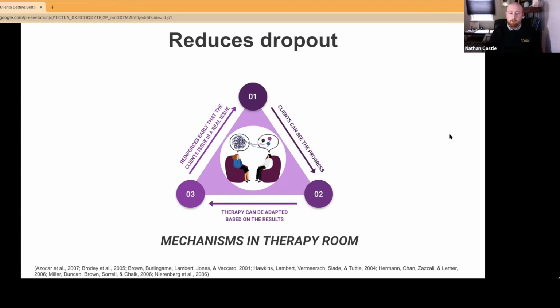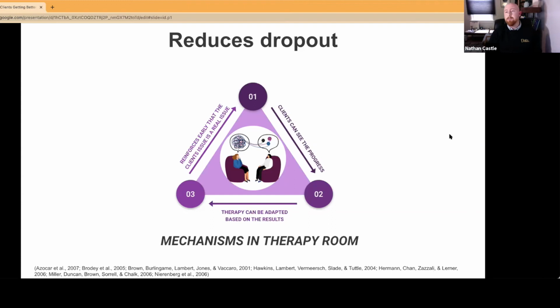In terms of what routine outcome monitoring does to reduce this, first of all, clients can start to see the progress. Okay, so it's not intangible because obviously what we talk about is pretty complex stuff and it's so many things. So a simple way to measure their progress.